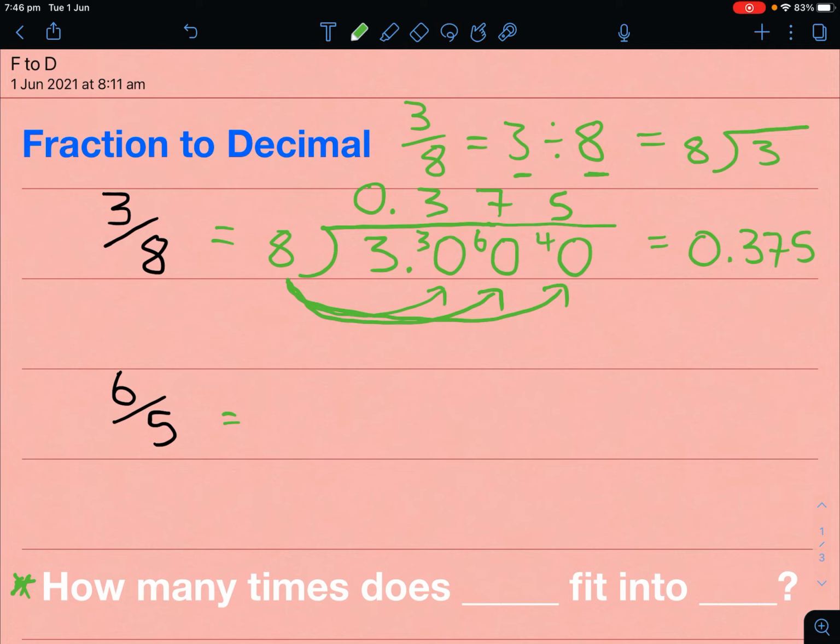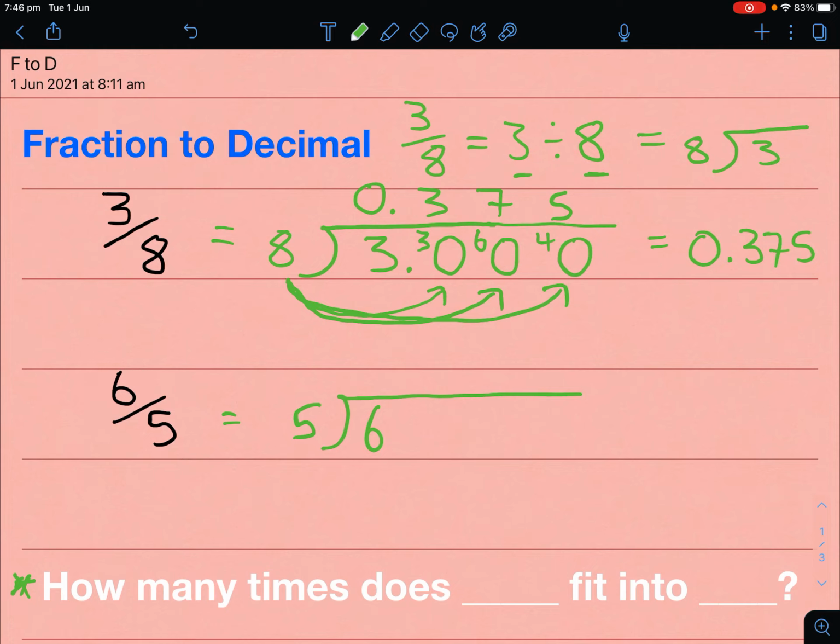Let's have a look at this bottom fraction. So this is 6/5. So again, the top number will go on the inside, and the bottom number will go on the outside of our template. So it's really important to get that the right way round. It's tempting to always want to put the big number on the outside once you get used to doing fractions, but you need to maintain that system of the bottom number, the denominator, goes on the outside, and the top number goes on the inside.